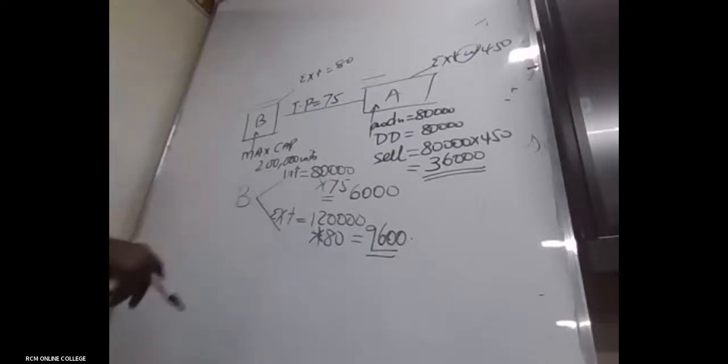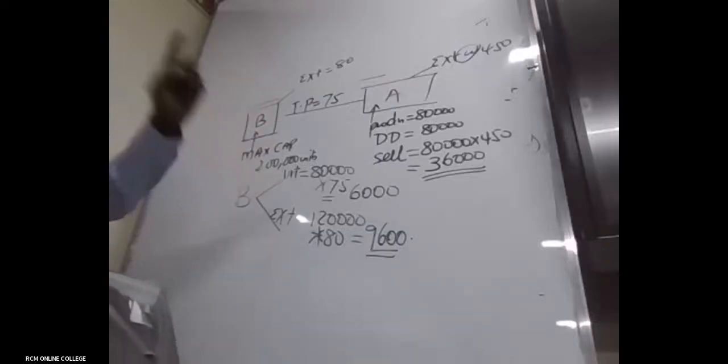Now, for the two divisions, if I'm the one doing this, I will go ahead and get the external variable costs.